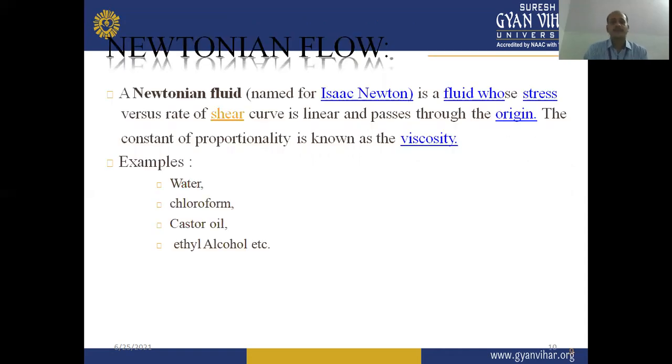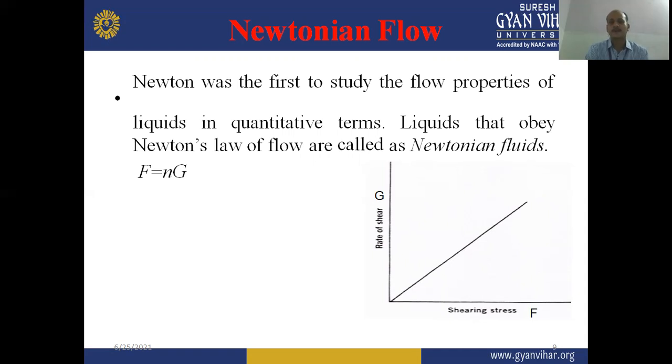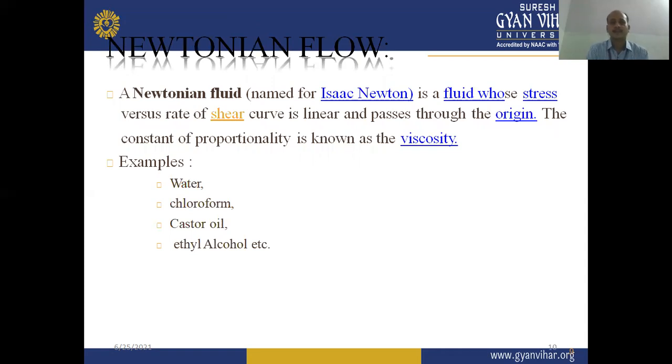A Newtonian fluid, named for Isaac Newton, is a fluid whose stress versus rate of shear curve is linear and passes through the origin. As we already saw in our graph or rheogram, when there is a straight line between the rate of shear and shearing stress, it passes through the origin. The constant of proportionality is known as the viscosity.